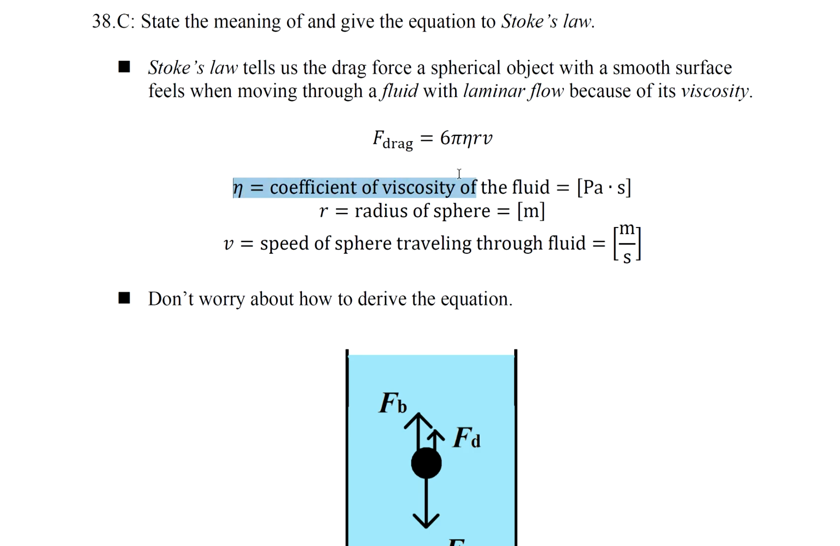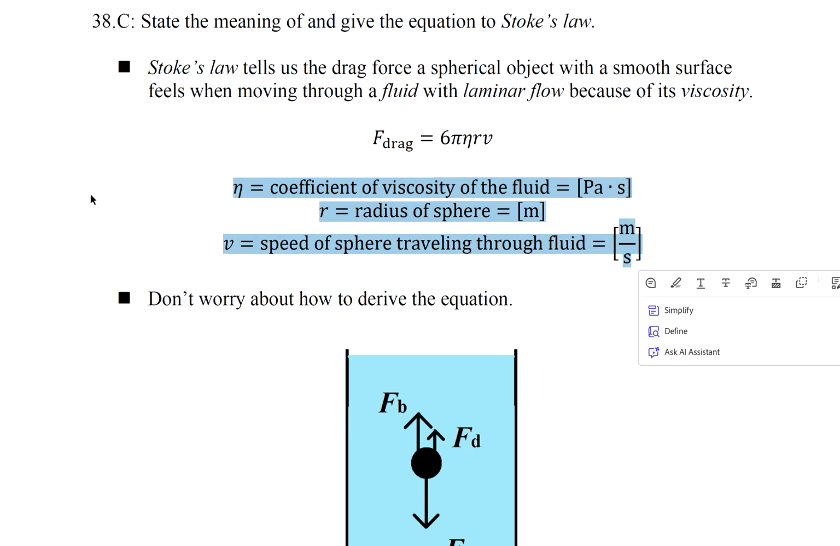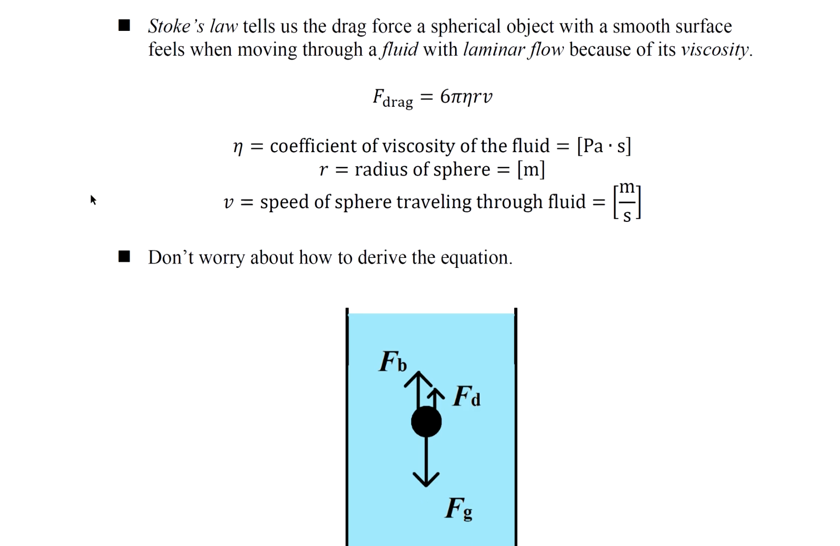It's the coefficient of viscosity of the fluid. The thicker the fluid is, the slower it flows, the bigger the eta. R is the radius of the sphere. V is the speed of the sphere traveling through the fluid. Don't worry about how to derive this equation here.